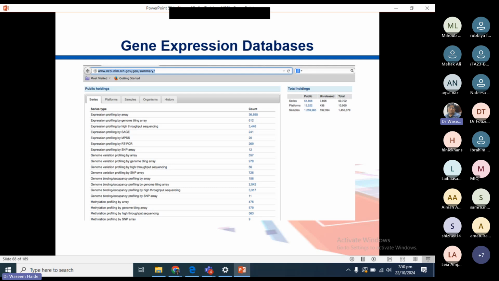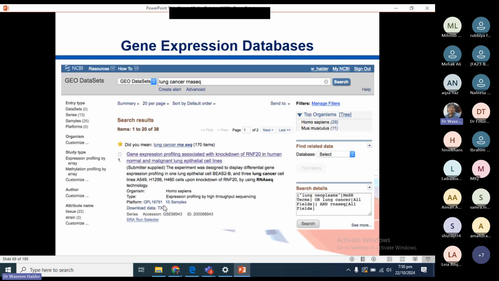And you don't need to reproduce the data by yourself. So that is the expression profiling by high throughput sequencing. That is the RNA sequencing data, expression profiling by high throughput sequencing. Then we have the genome data, we have the microarray data, we have the SNP arrays, PCRs, right? Everything is here on GEO.